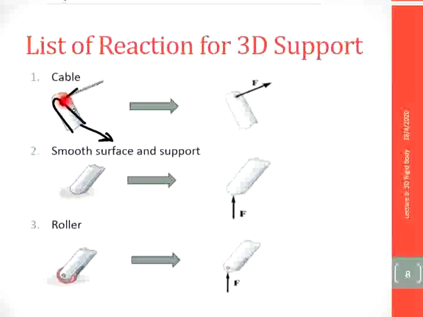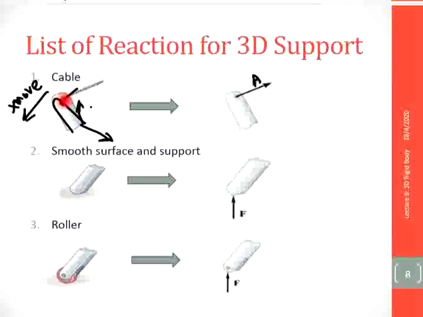and up and down, but it cannot move toward here. Okay, it cannot move here. That's why there is a reaction here. This one is F, but previously we used A, so it's like A here. So this reaction is toward the cable.